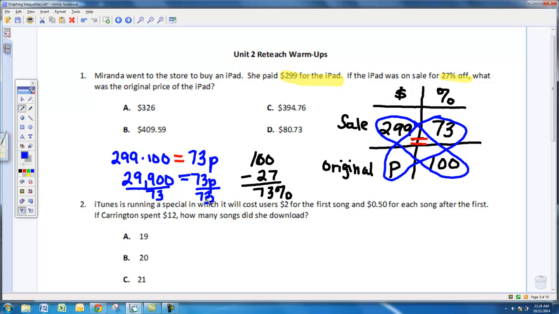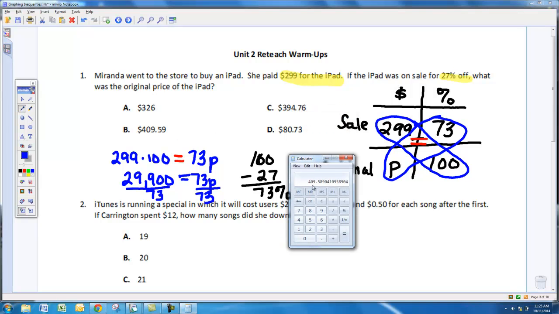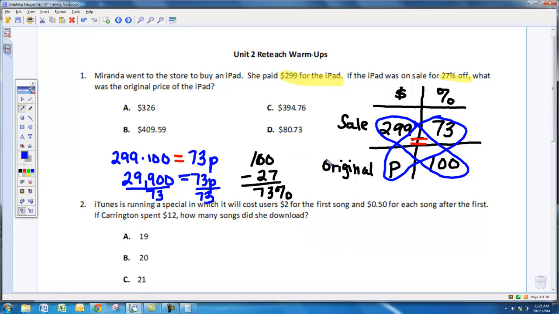Got my calculator. Excuse me for just a minute. Okay, so let's just bring up our system calculator here. Okay, so 29,900 divided by 73 will give us 409. And rounding to the nearest cent, that would be 59 cents. So that means that answer choice B is going to be the correct answer.